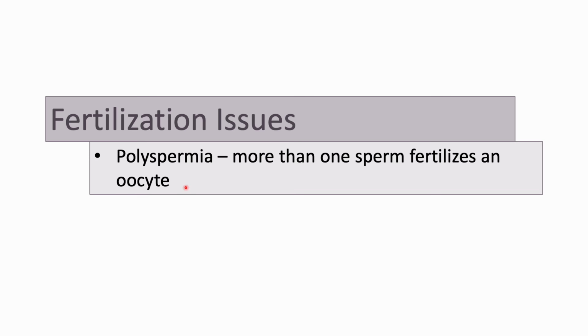Issues here when we discuss fertilization really include polyspermia, more than one sperm fertilizing an oocyte. Polyspermia can happen if a man's ejaculate contains too much sperm and can lead to some infertility issues. It typically leads to spontaneous embryonic death because extra chromosomes are not compatible with development.